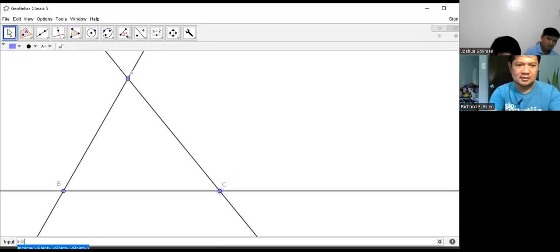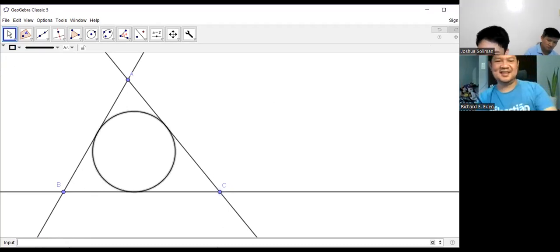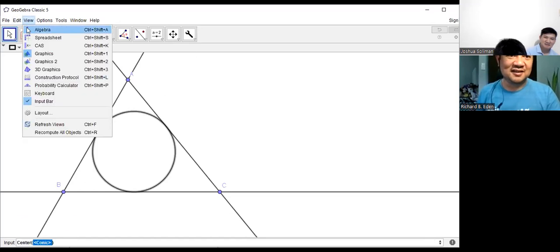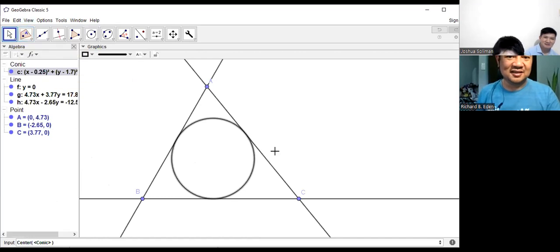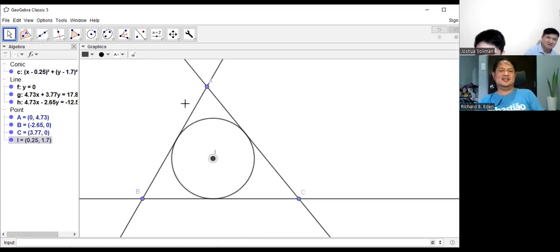Tapos, let's draw the in circle of A, B, C. Ayan. Bro, little GeoGebra, this is cheating, no? Okay. Tapos, center of the conic section. So the in circle is C. So the center of the conic section C, the circle C, that's the in center. I-specify na natin. I is the name. I equals the center. What? Literally na po JavaScript coder.